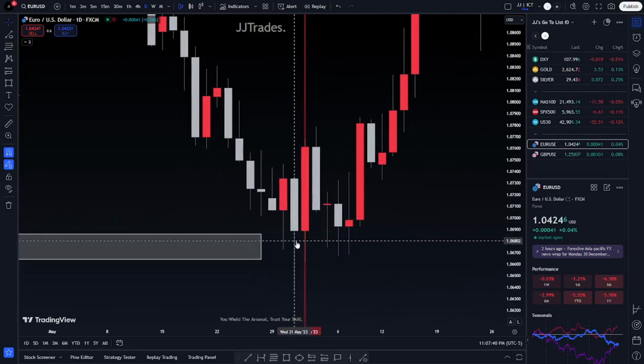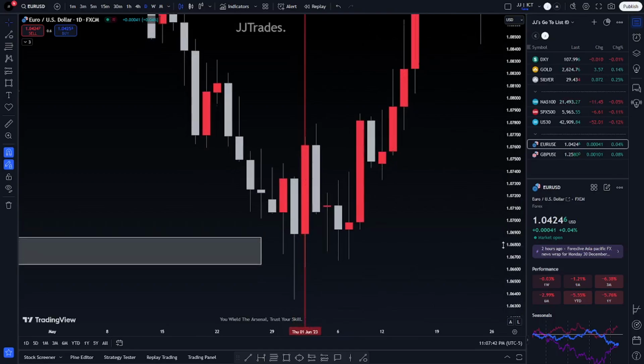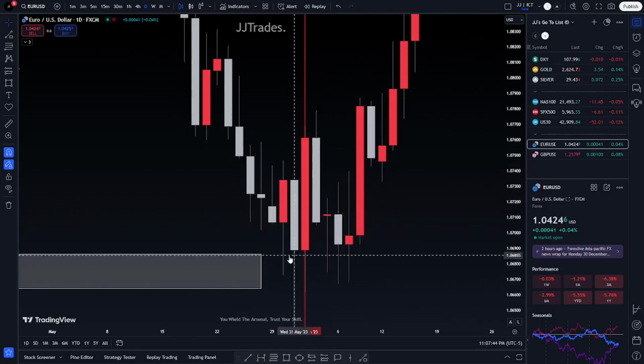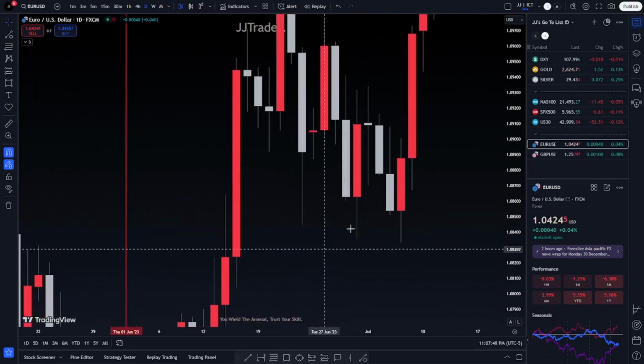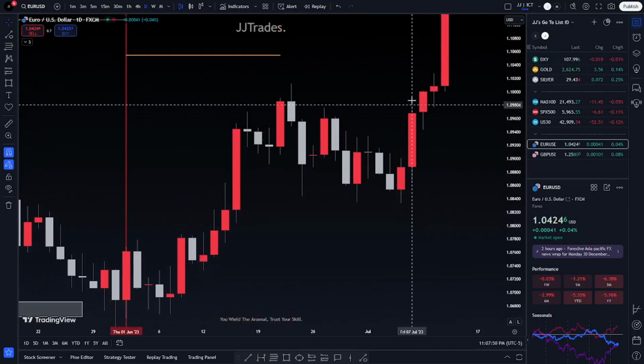Then we have a rejection block there if you miss that order block. And then we have another one if you miss that rejection block. It comes down into it, and then boom. Then we have another retracement again.